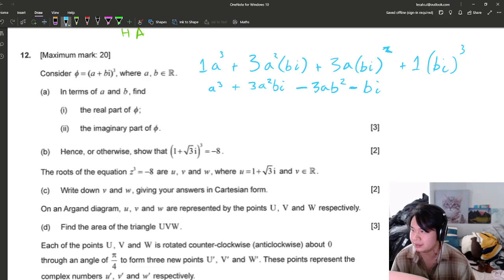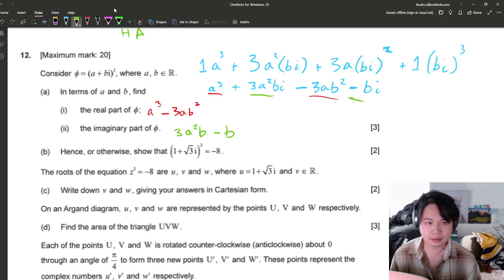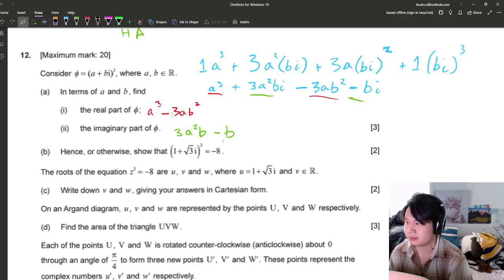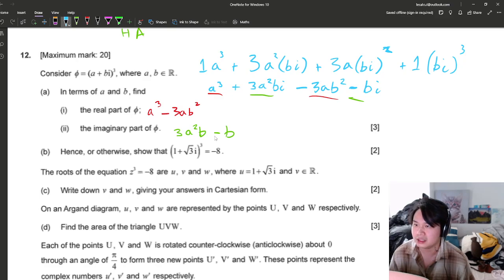Which means that the real part is going to be the ones without i. So this one and this one: a cubed minus 3ab squared. The imaginary part would be the ones with i. So this one and this one: 3a squared b minus b. Huh, they're kind of like, oh, b cubed, right? I forgot to cube my b here.